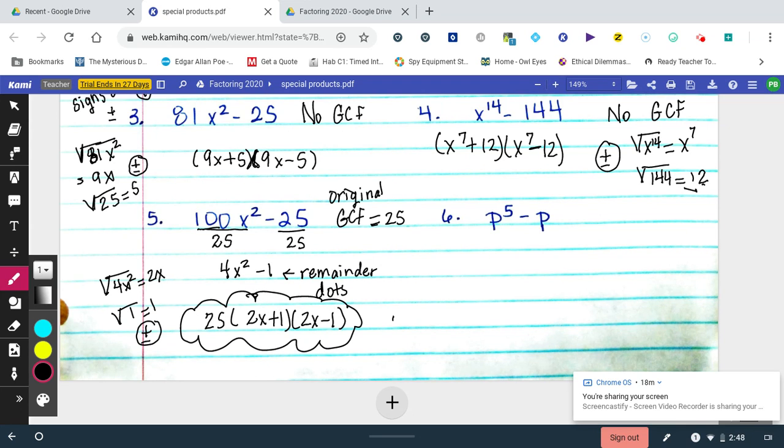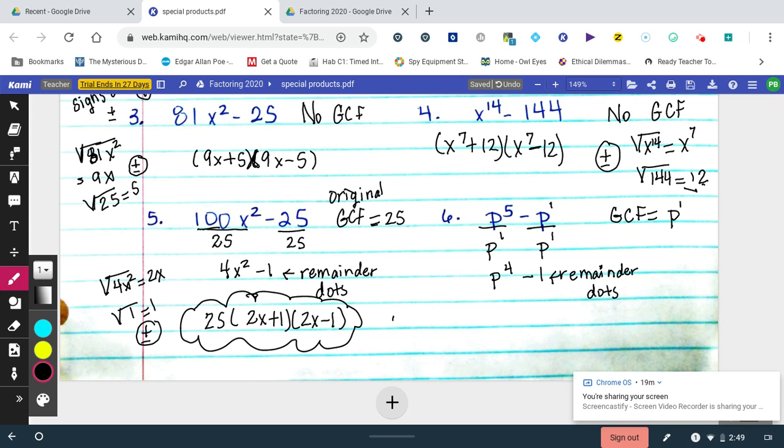Check 6. They do have a common factor. The original GCF is P, which is like P to the first. So I'm going to divide each one by P to the first. That leaves me with P to the 4th minus 1. This is your remainder, so you want to check to see if it can be factored.